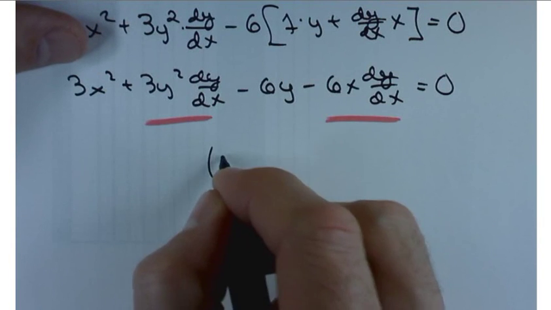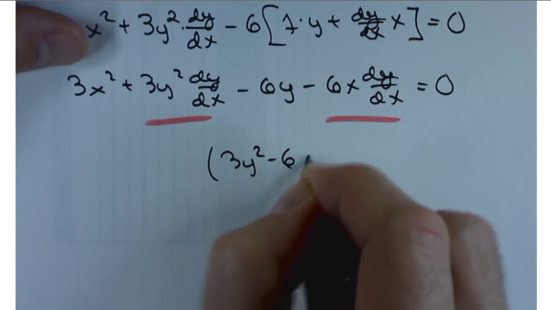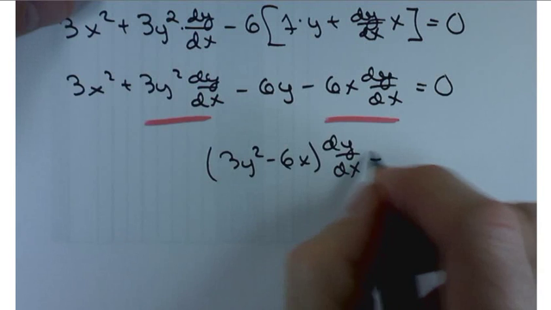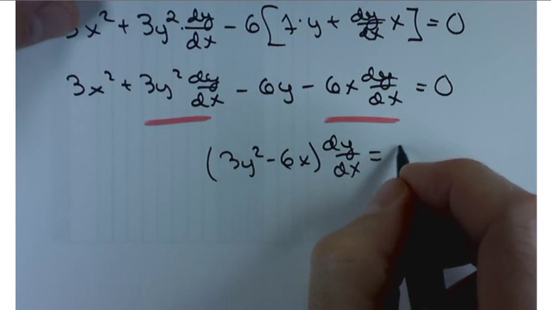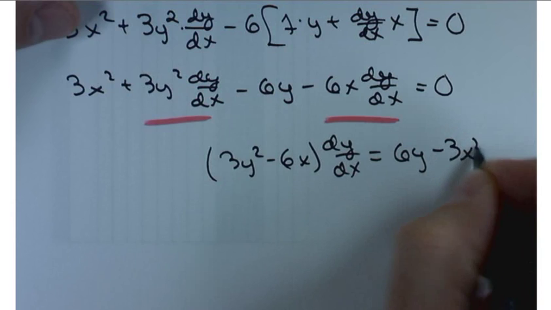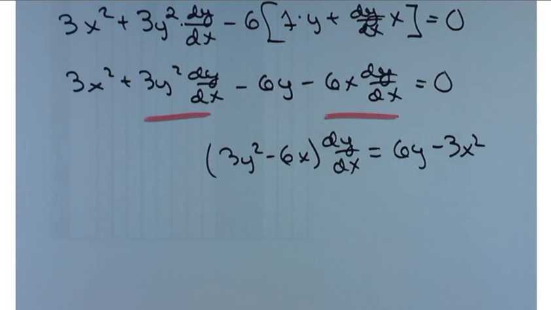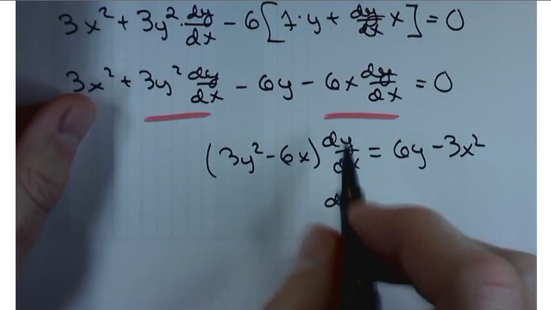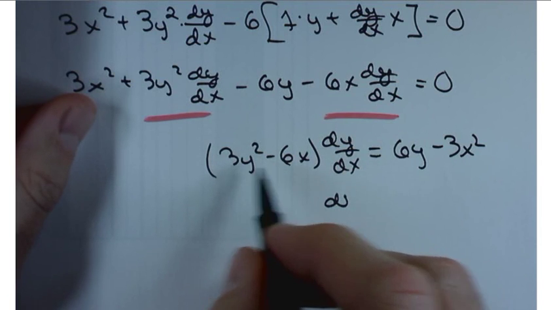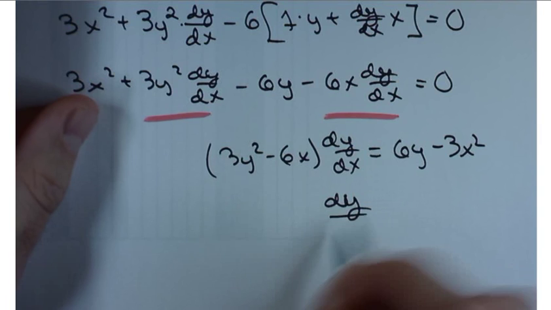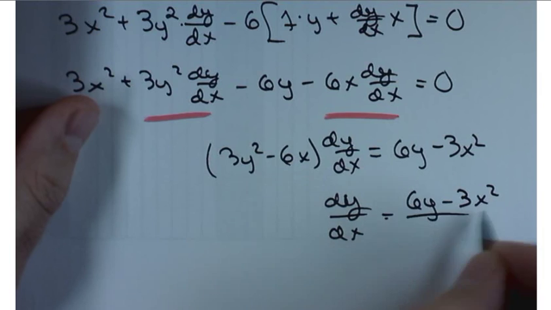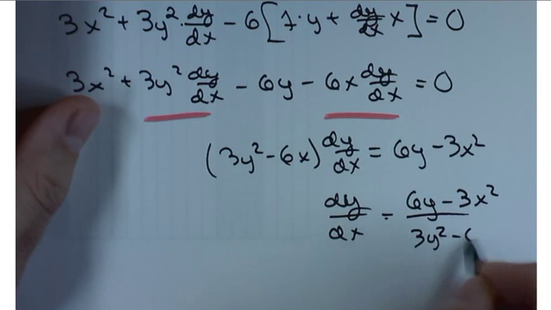So it's going to be 3y squared minus 6x dy by dx. As these terms move to the right-hand side, their sign is going to change. So it's going to be 6y minus 3x squared. Divide both sides by the 3y squared minus 6x. dy by dx equals 6y minus 3x squared over 3y squared minus 6x.